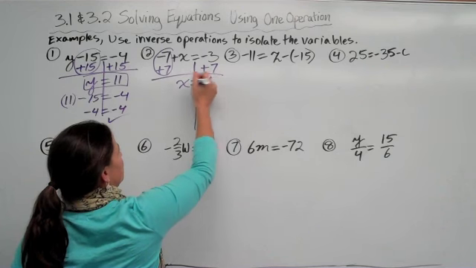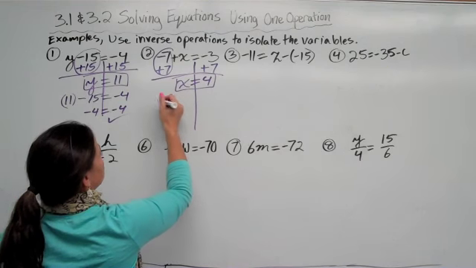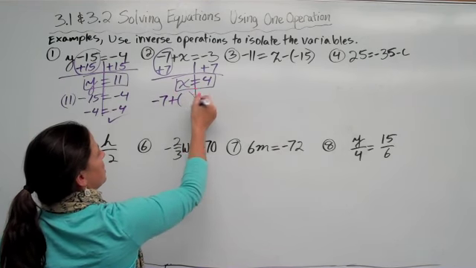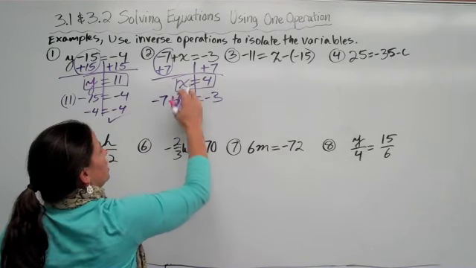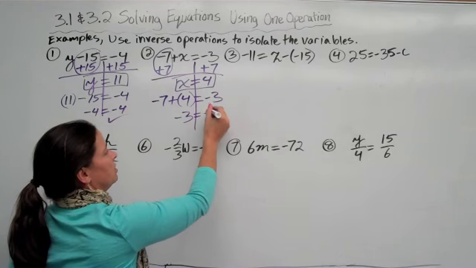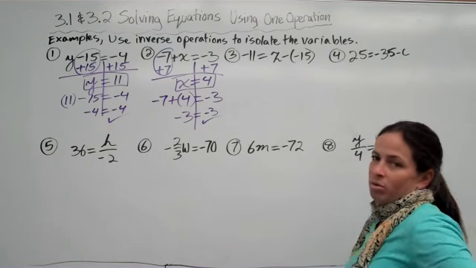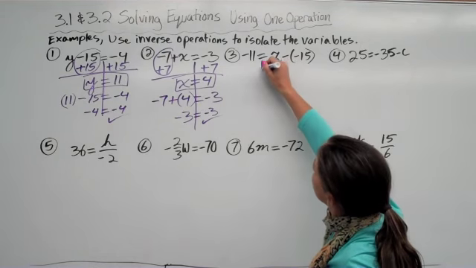Positive 4. And now I want to double check that my answer is correct, so I'm going to plug that into this original problem, which was negative 7 plus whatever x is. Does that equal negative 3? And the variable is 4. So what's negative 7 plus 4? It is in fact negative 3, so it is true. Excellent.